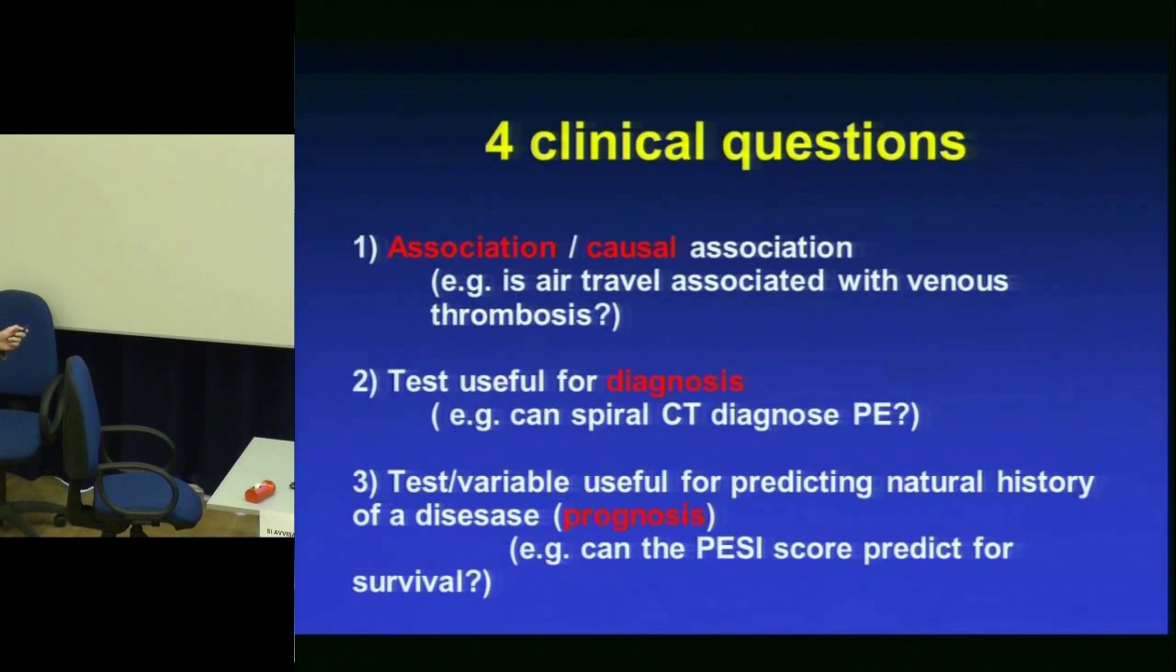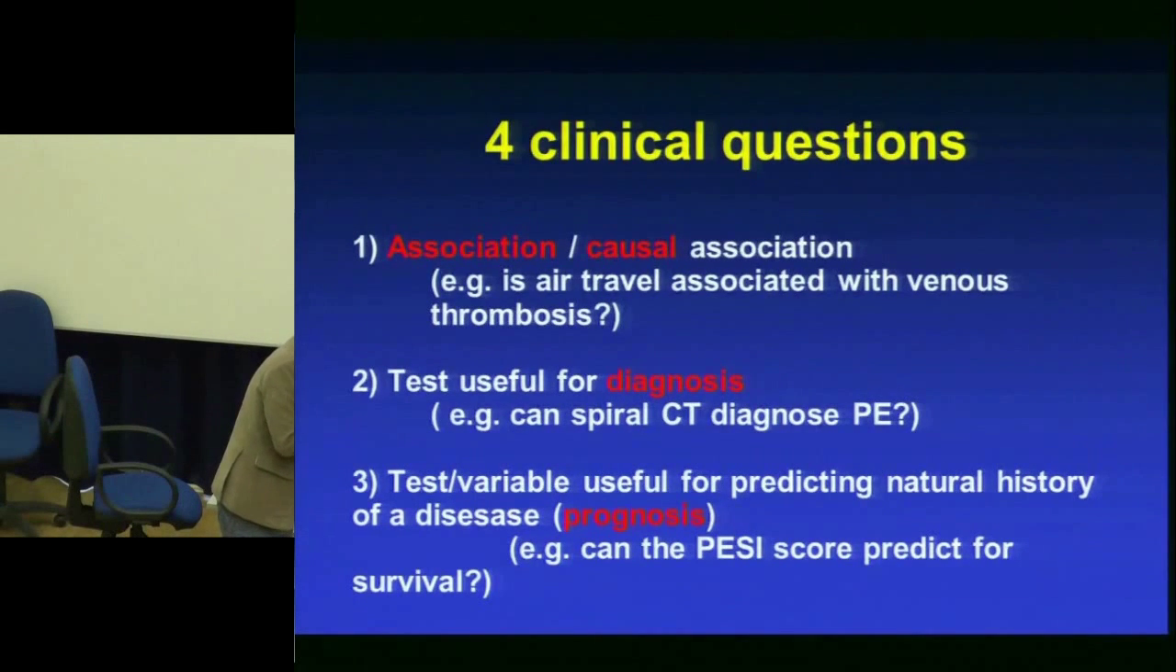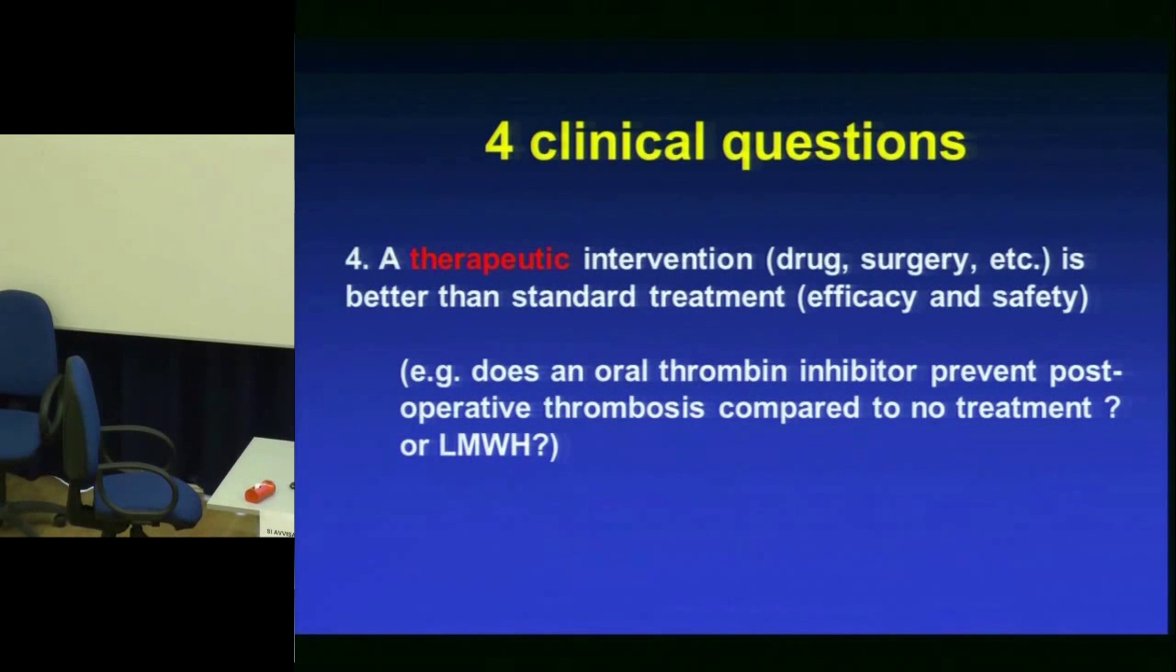These are, for example, some study published. Is air travel associated with venous thrombosis? Can spiral CT diagnose PE? Can the pulmonary embolism severity index score predict for survival? Many of my examples are on thrombosis, but I have stated at the beginning my bias because I usually treat thrombosis disorder. And then the most usual clinical question, the therapeutic question.